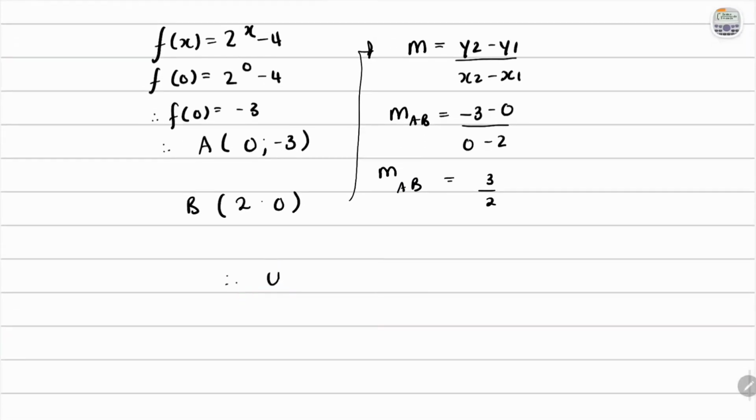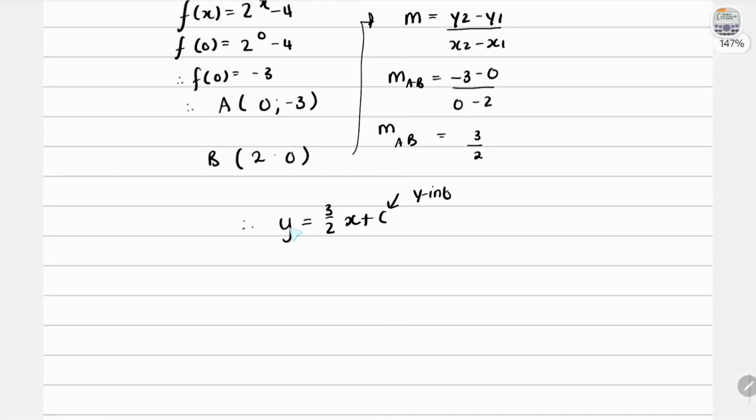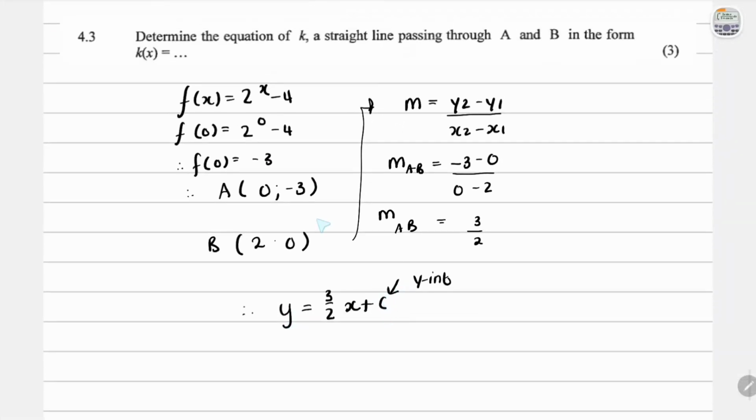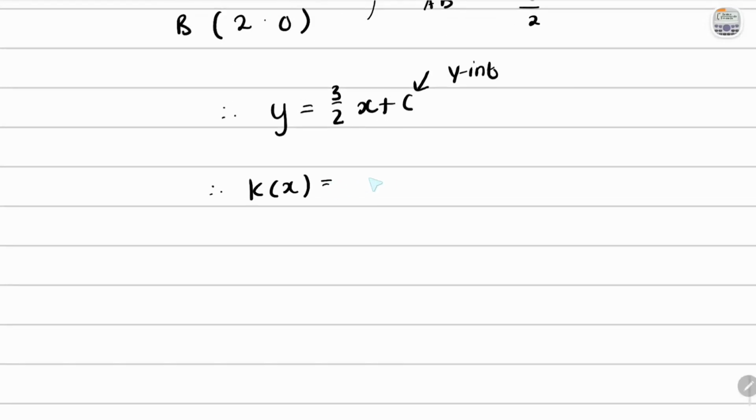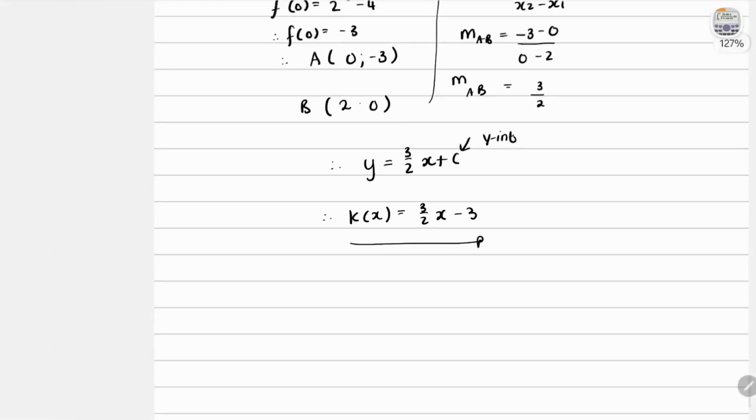Now you know the equation of a straight line is y equals mx plus c. We know the gradient is 3 over 2. But what's c? C stands for your y-intercept. Notice that in these 2 points, we have a y-intercept. The y-intercept is where x is equal to 0. So here, this is our y-intercept, and that will be the value of c. Meaning the equation is just going to have c as negative 3. So remember, we need to write it in the form of k of x. So this therefore means that k of x is finally equal to 3 over 2 x minus 3. And that is our answer.